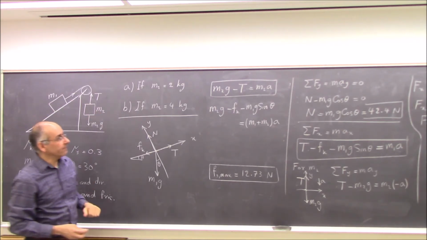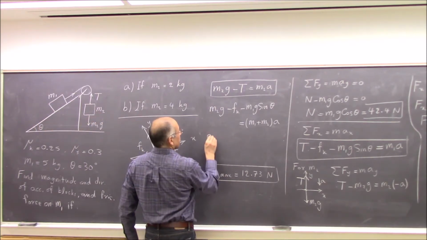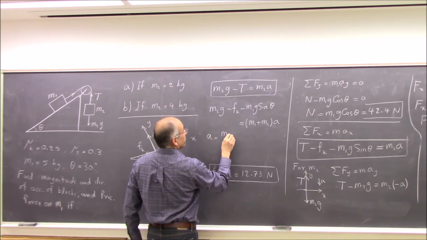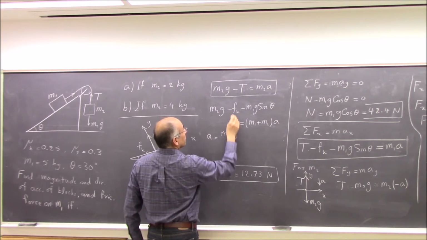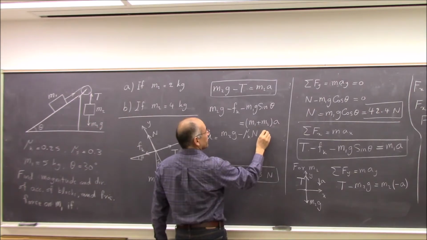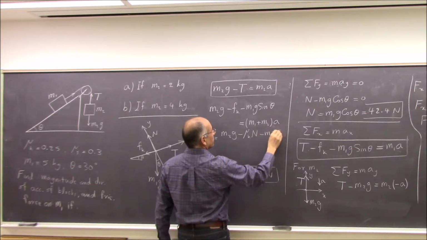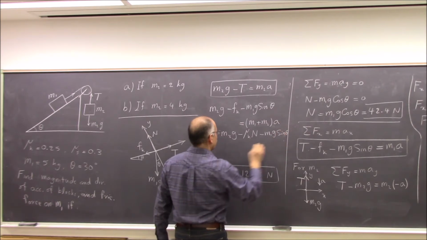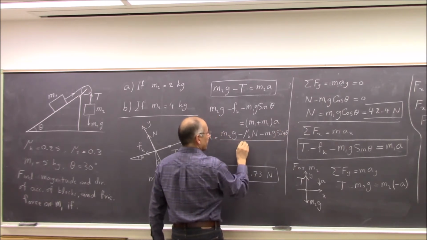times the acceleration. So the acceleration is M2g minus Fk, which is mu times normal force, minus M1g sine theta, divided by M1 plus M2.